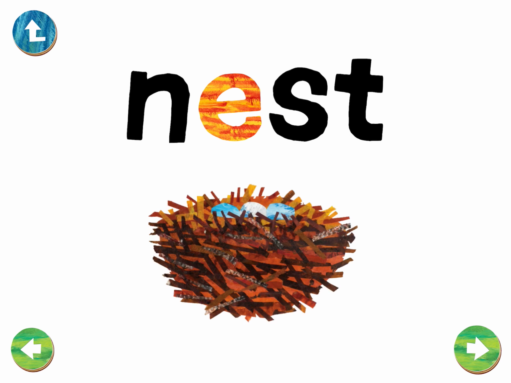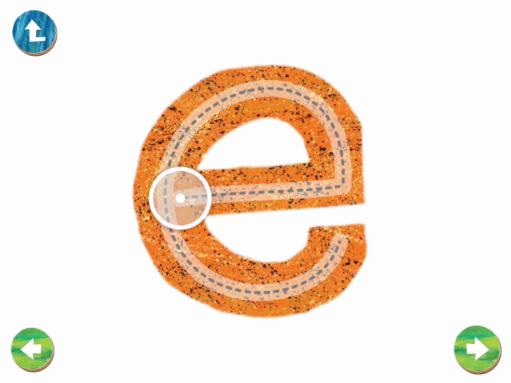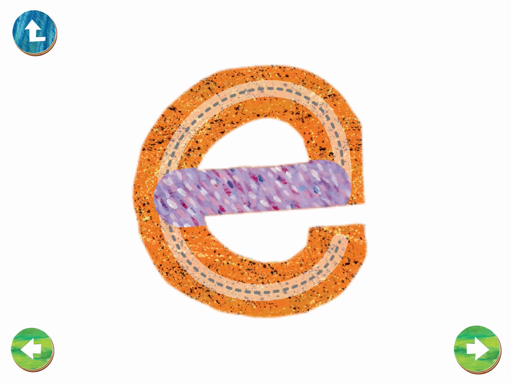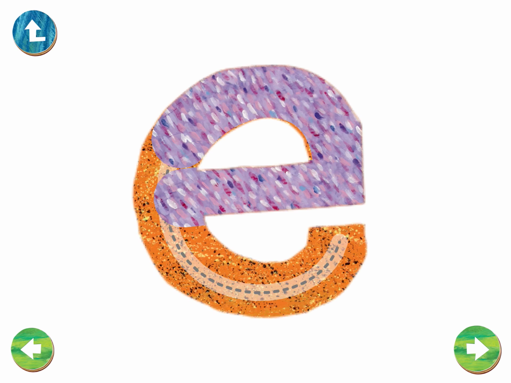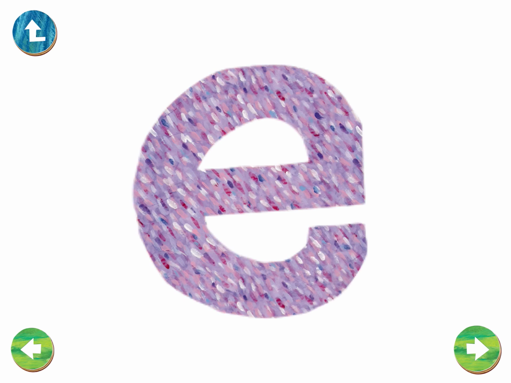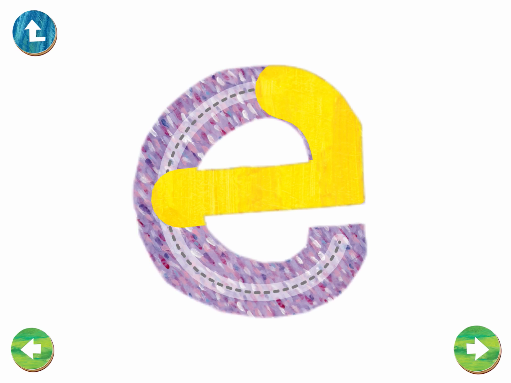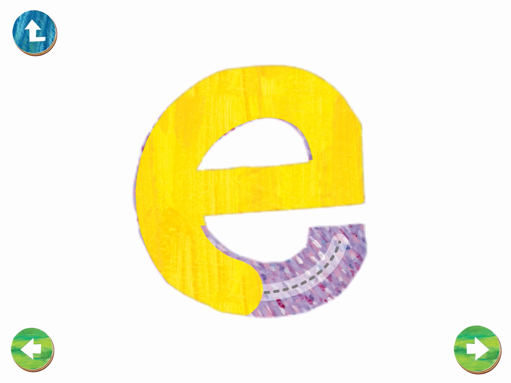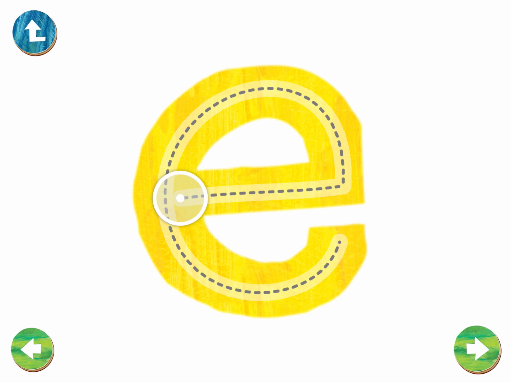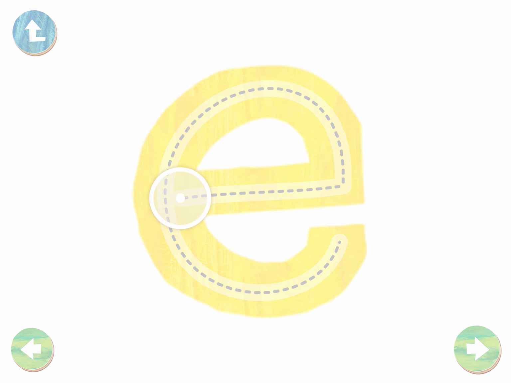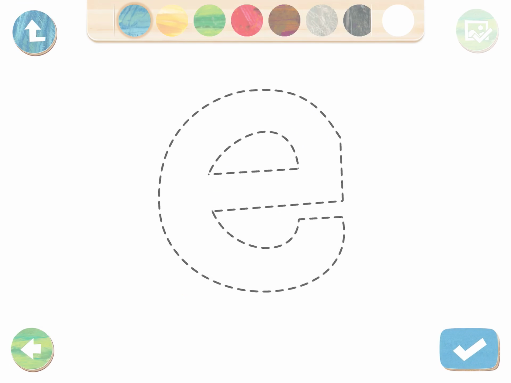E is in the word nest. Trace the letter E with your finger. Color the letter any way you like.